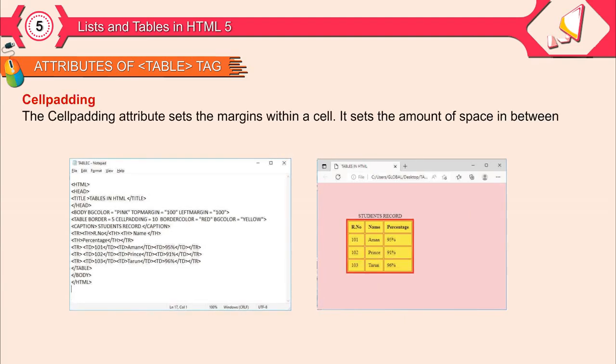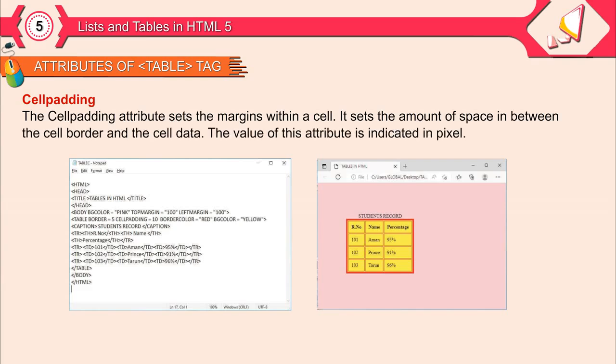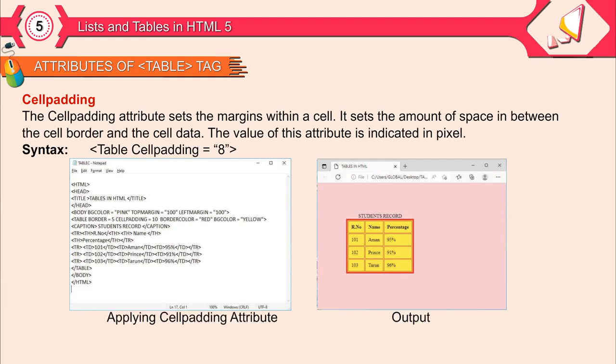Cell padding. The cell padding attribute sets the margins within a cell. It sets the amount of space in between the cell border and the cell data. The value of this attribute is indicated in pixels. Syntax. Table cell padding is equal to 8. Applying cell padding attribute, output.